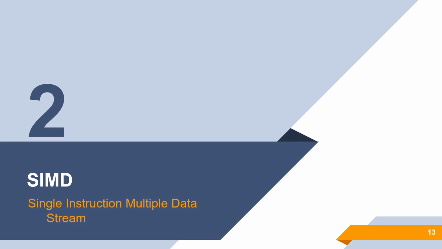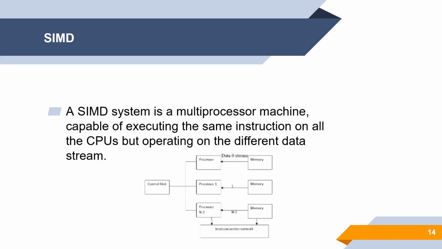Now, the second topic we are going to see is SIMD. SIMD stands for Single Instruction Multiple Data and is a type of computer organization in which a single instruction is executed on multiple data items simultaneously. The SIMD is a multiprocessor machine capable of executing the same instruction on the CPU but operating on different data streams.